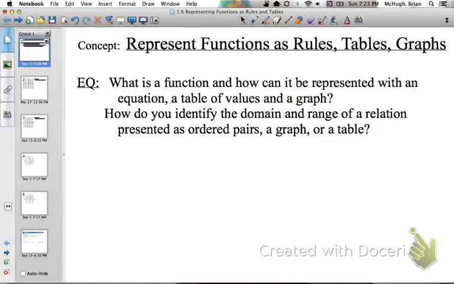This lesson is going to be about representing functions as rules, tables, and graphs with two essential questions. What is a function and how can it be represented with an equation, a table of values, and a graph? That's one thing we're going to look at, specifically the graph. And how do you identify the domain and range of a relation presented as ordered pairs, a graph, or a table? Again, we're going to concentrate on the graph part of this today.